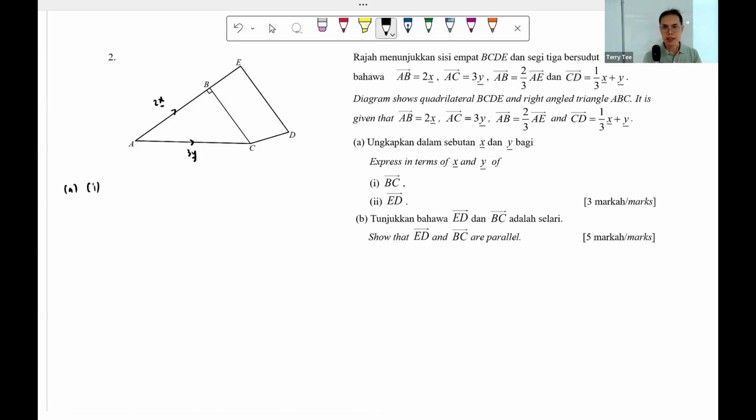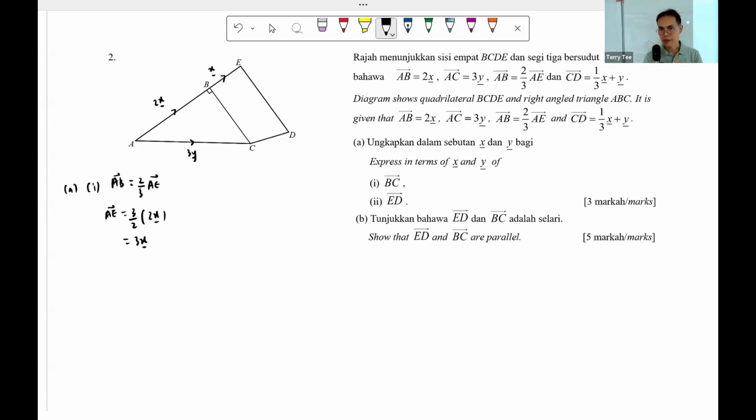They say AB is 2/3 of AE. So that means your AE is 3/2 of AB. What's your AB? Your AB is 2x. So you cancel this. This is 3x. Now, if your AE is 3x, immediately I can just label this as 1x, isn't it? The whole thing is 3x. AB itself is 2x. Left with BE, which is 1x.